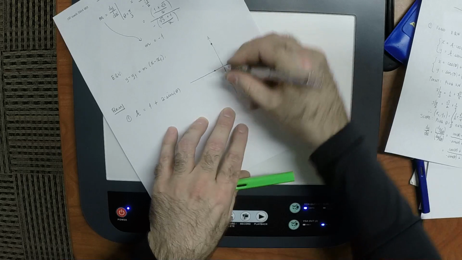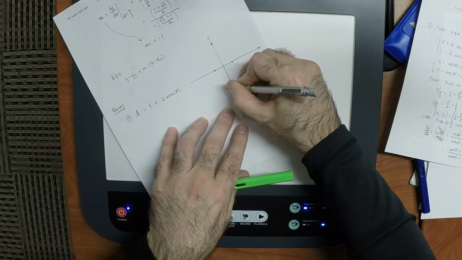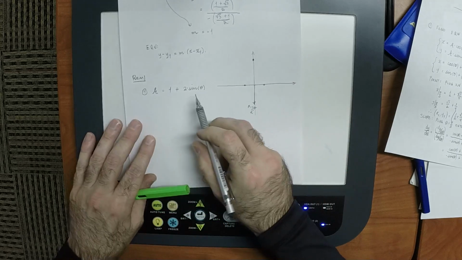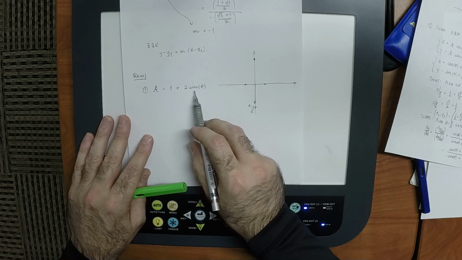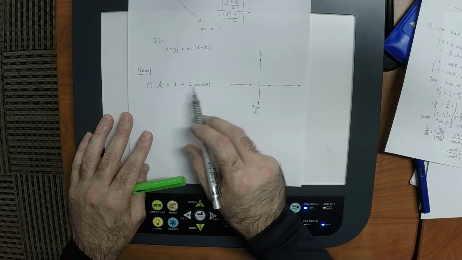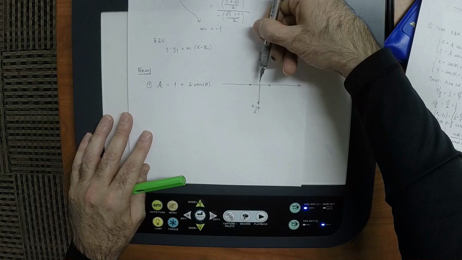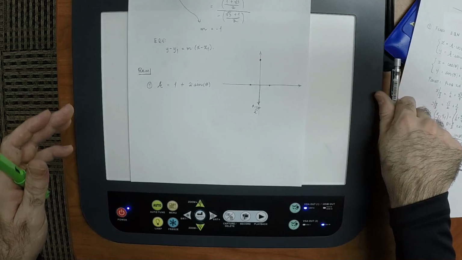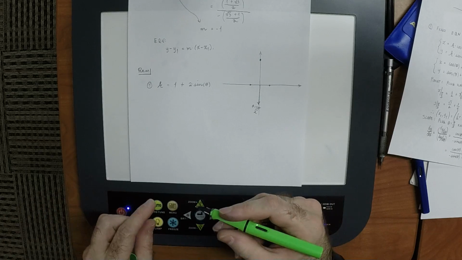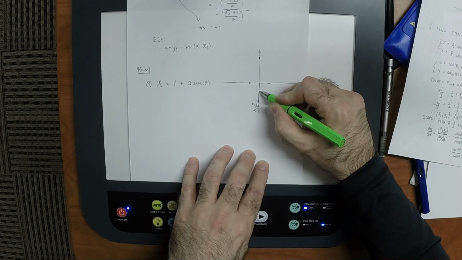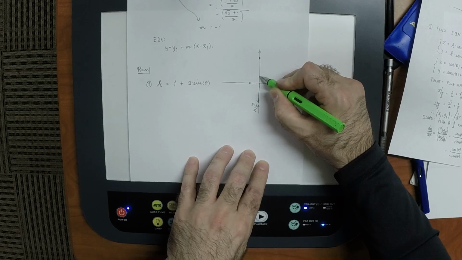So interpreting that, theta is 3 pi over 2. Plugging in 3 pi over 2, sine of 3 pi over 2 is -1, multiplied by 2 is -2, add 1 is -1. So when the angle is 3 pi over 2, the radius is -1. So where do I need to plot the point? Right, here would be 1. So where's -1? Up there, right?